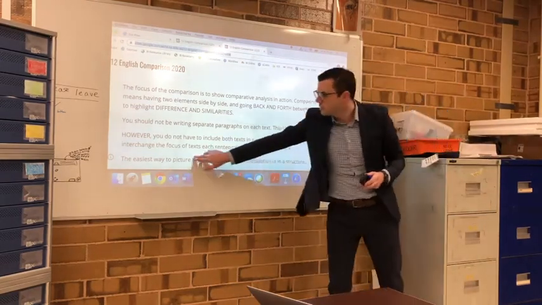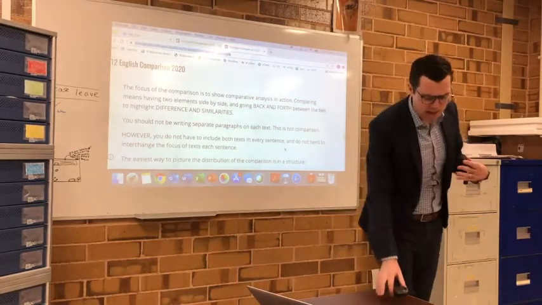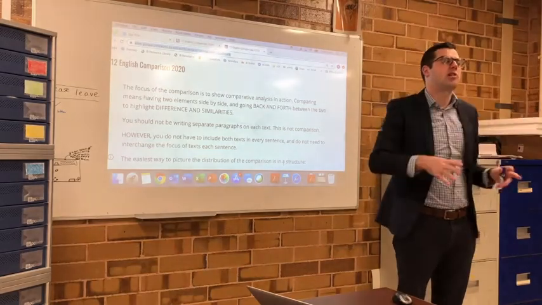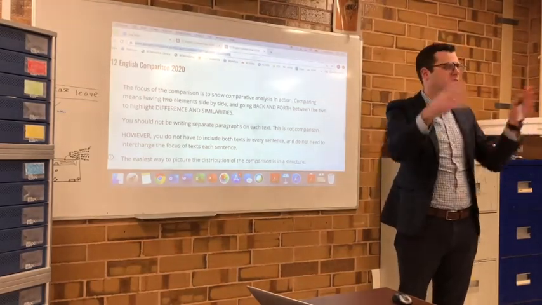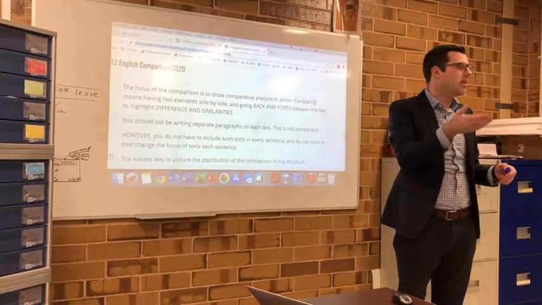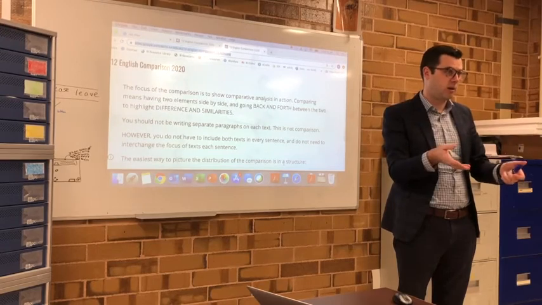So I want to take you through this idea of this structure, okay? I guess the easiest way to get your head around what you should be doing in each section is by looking at a structure. Now I'm going to show you what the structure looks like and what an example of writing in that structure looks like. But then I'm also going to go on to show what a more sophisticated version of that looks like, okay?